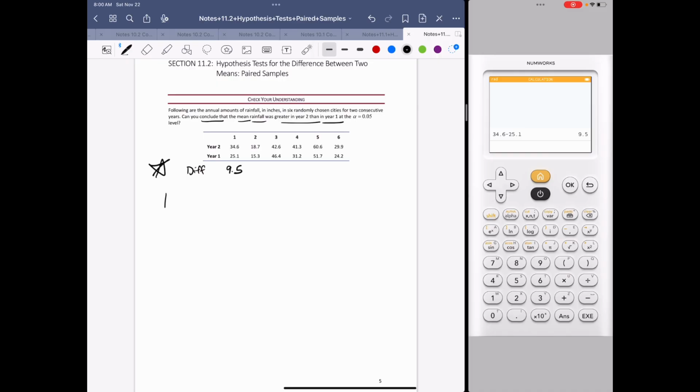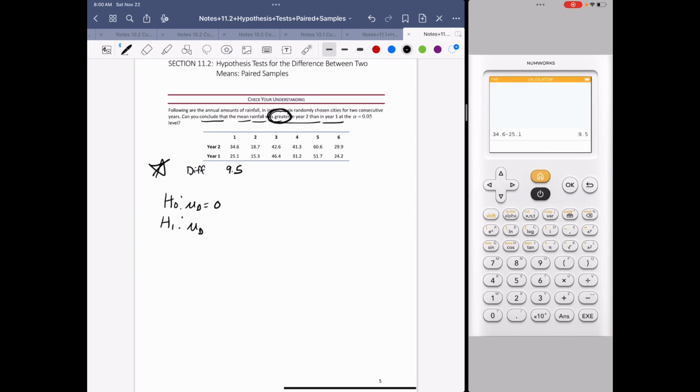Here's going to be my H0. My H1 is going to be, can you conclude that the mean rainfall was greater in year 2 than in year 1? All right, so now just because this says greater, it is not always a greater than sign. Okay, so here's what I'm going to do. I'm going to look at the difference. I'm going to do H0. I'm going to say H0 is always mu of D equals 0 in these problems.